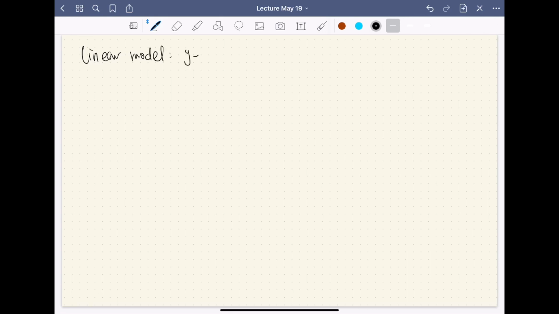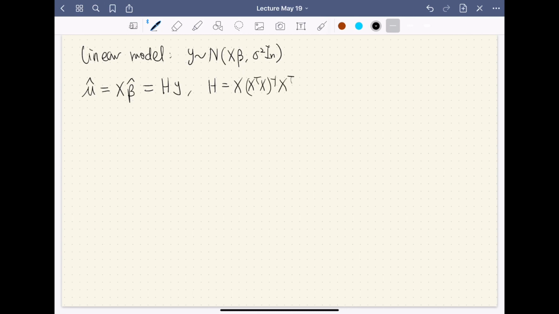Right, so in the linear model, we have a multivariate Gaussian distribution with mean X beta and covariance sigma squared identity, right? So what is our mu hat? First of all, this is our mu. Our mu hat is the least squares estimator, right? So it is H times y, where H is the hat matrix, the projection matrix onto the column space of X.